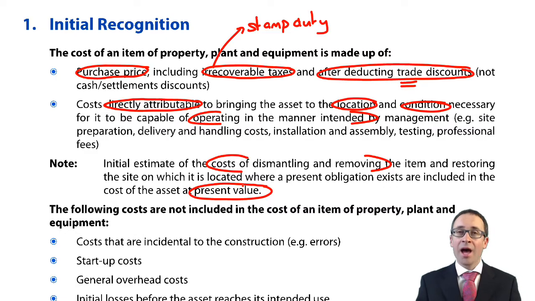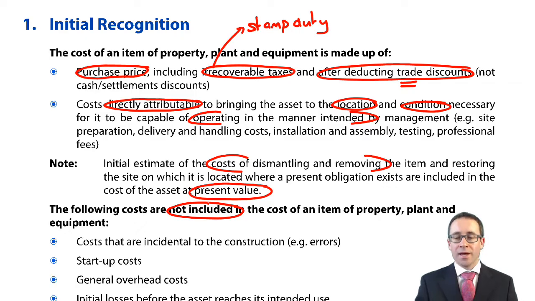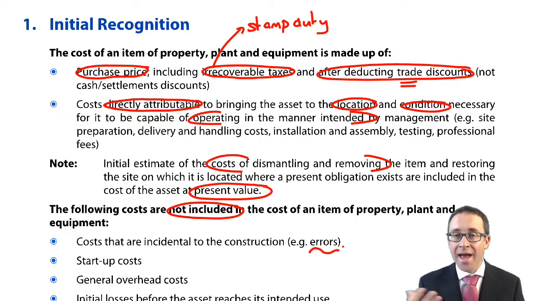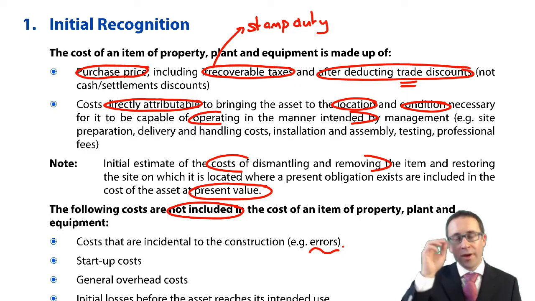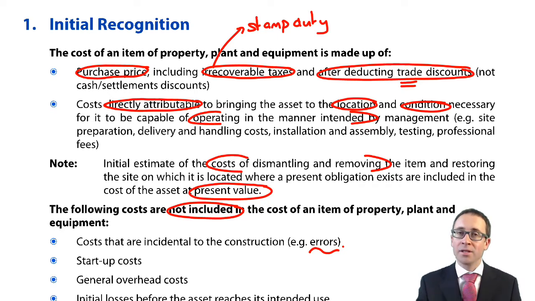Okay. I think as well as looking at what we include, it's also good to look at what is not included, isn't it? Okay. So costs that are incidental to the construction. So any errors, maybe you've submitted some information to the construction company and they've gone through and carried out your instructions, but then they've realized that what has been submitted was wrong. Any additional costs because of the error cannot be capitalized. Okay. Startup costs, so maybe some marketing once the asset is being used. Those startup costs cannot be capitalized.